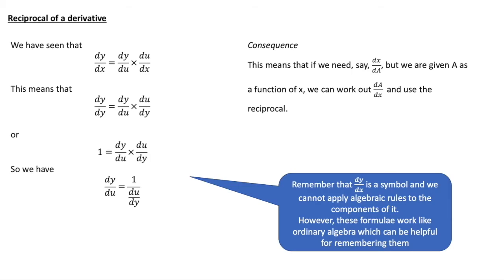Okay, why does this matter? Well, the consequence is that if we needed, in some connected rates of change situation, dx/dA, but we've been given A as a function of x, we can differentiate that and get dA/dx, and then we can use 1 over dA/dx equals dx/dA. Now again, that's very wordy, and the best way of making sense of it is to look at an example.